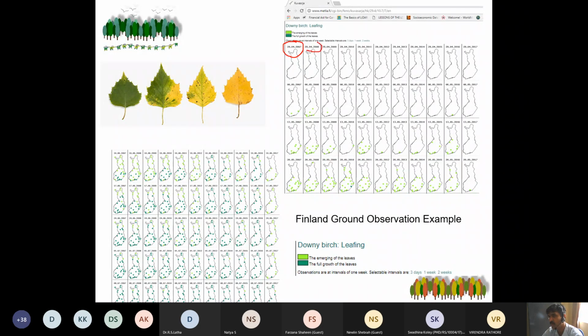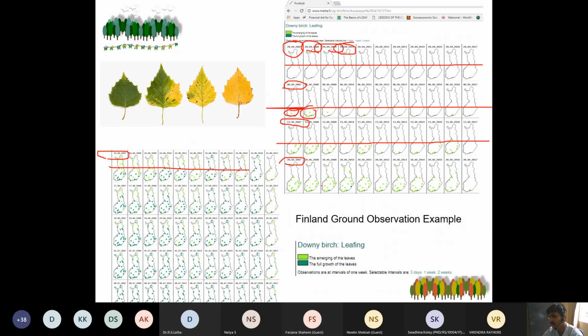29th of April 2008, 2009, 2010. In all the years, on 29th April, there was no bud burst. Now on 6th of May in 2007, they could see it in only two places, but in 2008 more, and then not much. So you can see the different years on that particular date, 13th of May, all the years. 29th of May, all the years. 19th of June, all the years.